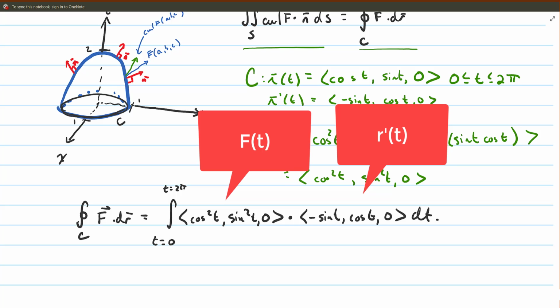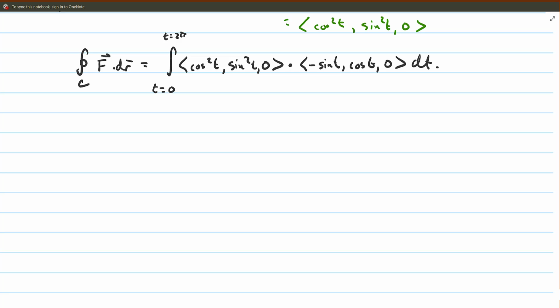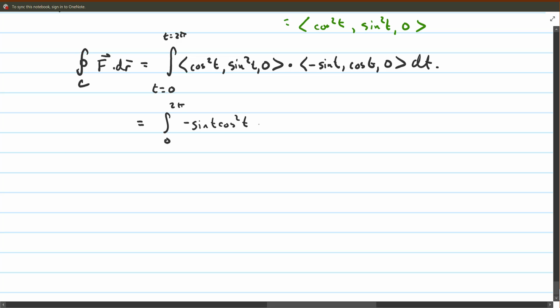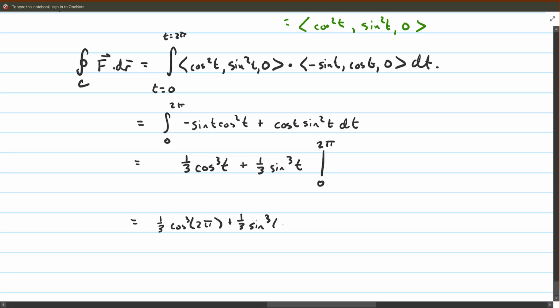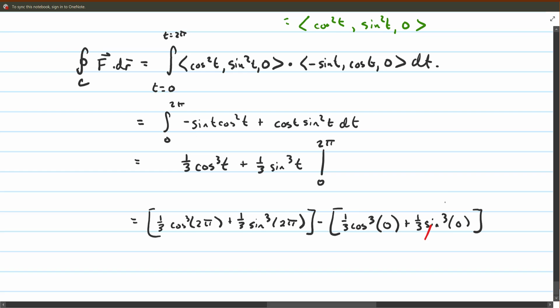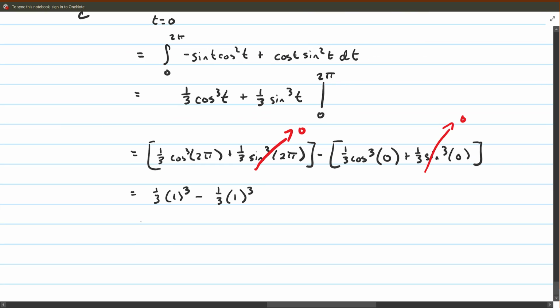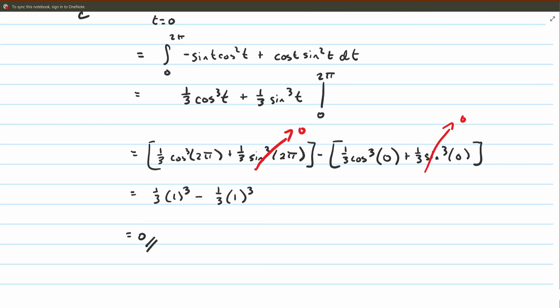So let's go ahead and compute this integral. And so we end up with an answer of 0. Let me know if you have any questions on this, folks, and I'll see you in the next video.